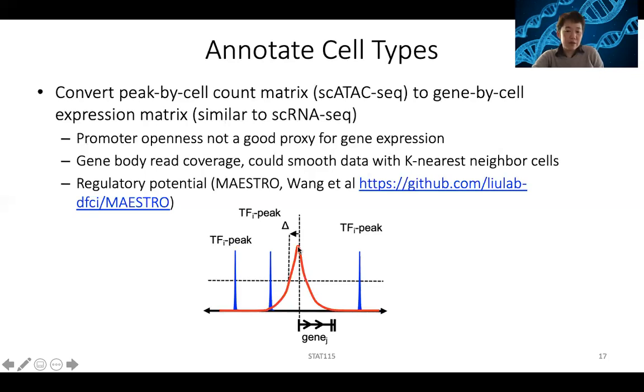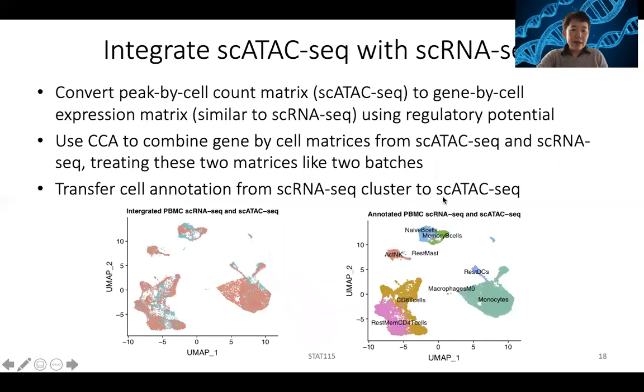And that can give us, no matter how many reads you have per cell, a number on every gene. And this approach, we will show you later, seemed to work best in terms of really capturing gene expression. Once we can convert the peak by cell count matrix into a gene by cell expression matrix, your single cell ATAC-seq data will look like single cell RNA-seq. Every gene on every cell will have a number.